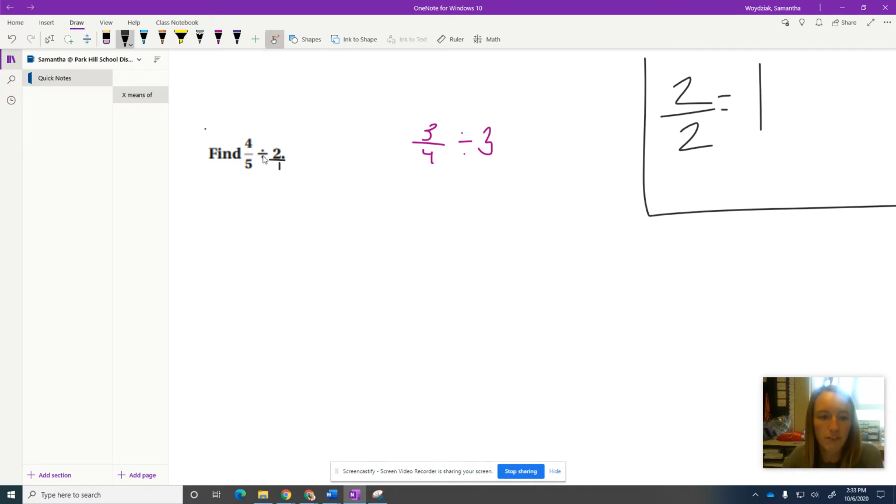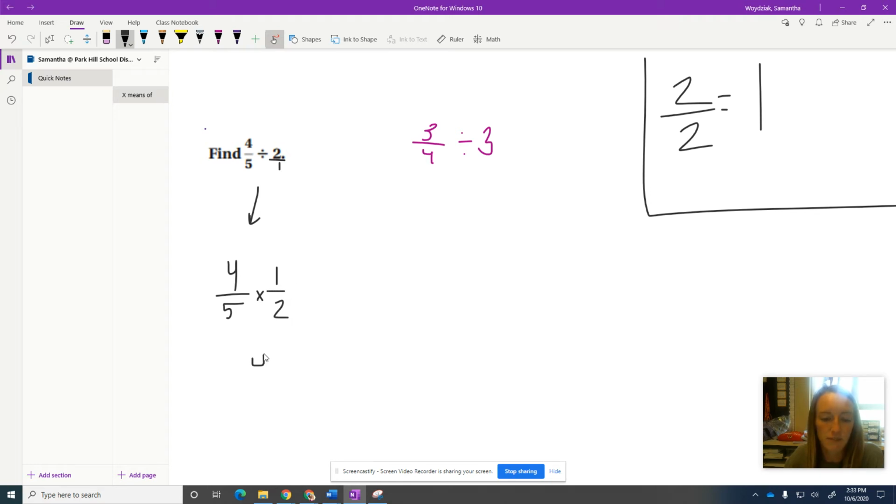So 4/5 divided by 2 over 1. Well, in order to divide, we actually multiply by the inverse. Make sure we're only making the second number the inverse, the multiplicative inverse, the reciprocal. We cannot switch both. So 4/5, we're actually going to multiply it by 1/2.